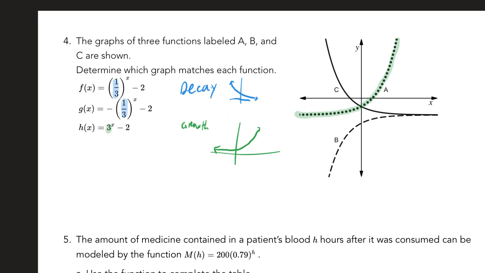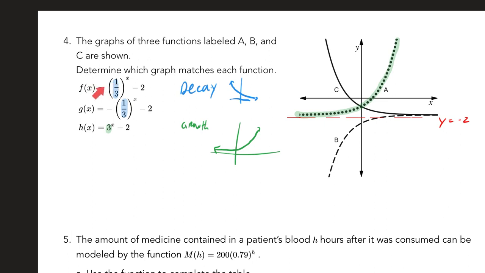Notice that they all have the same asymptote, the same line that they're all getting closer and closer to. That's because they all have this k value of -2. So we're getting closer and closer to y equals -2. So that leaves B and C.